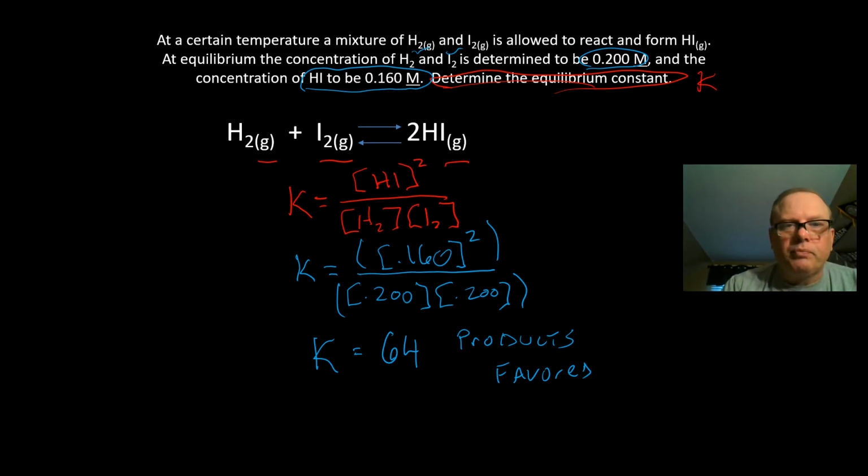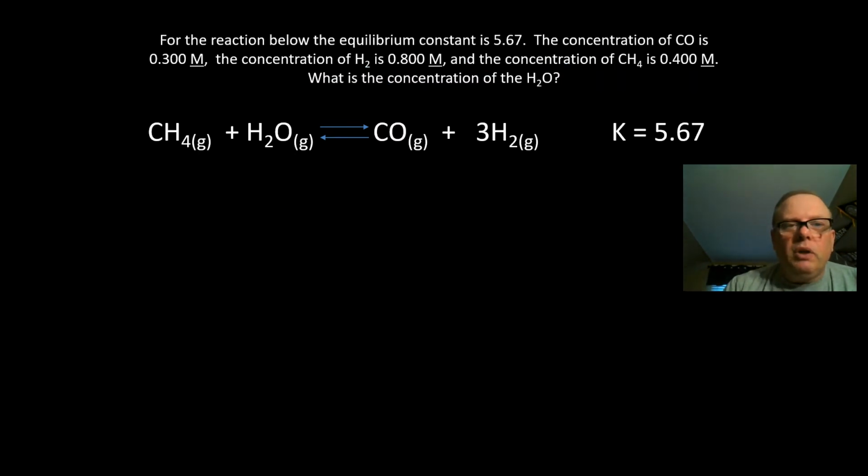Next, for the reaction below, and again, we inspect the reaction, everything's a gas. We have gas, gas, gas, and gas. So we're not going to be getting rid of anything. We're given K. K is 5.67, and it says the concentration of the carbon monoxide is 0.300. The concentration of the hydrogen is 0.800. The concentration of the methane is 0.400. What is the concentration for the water?